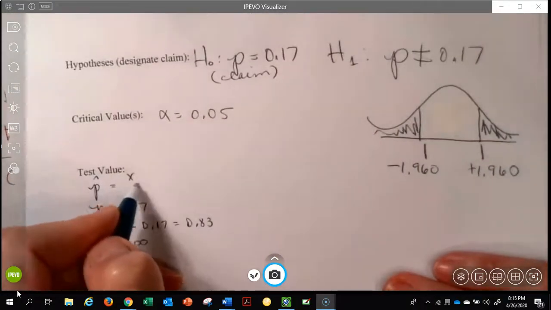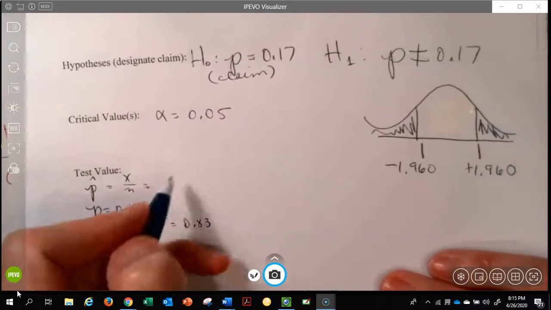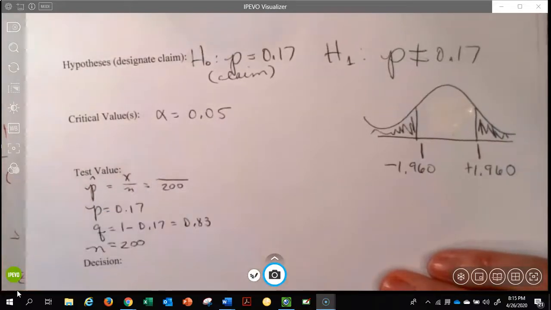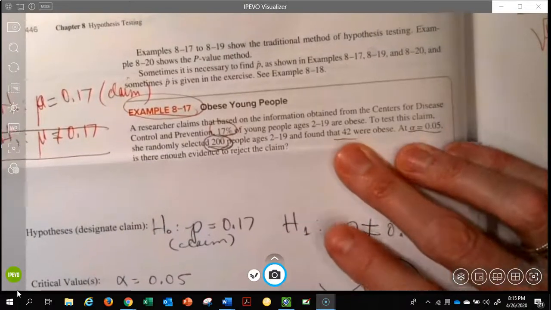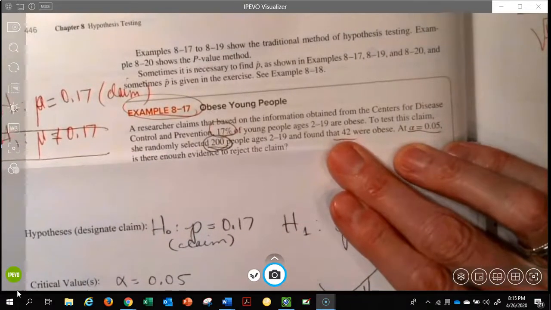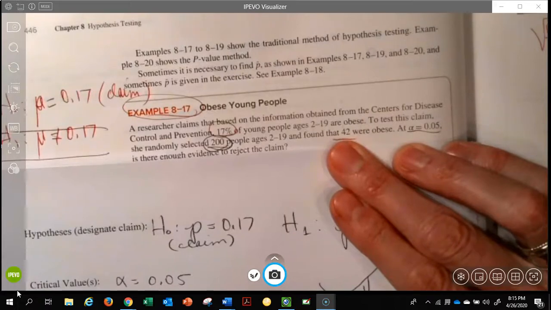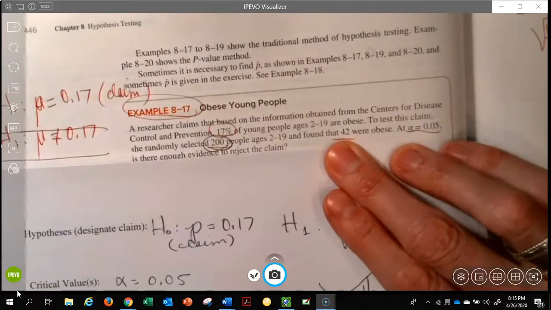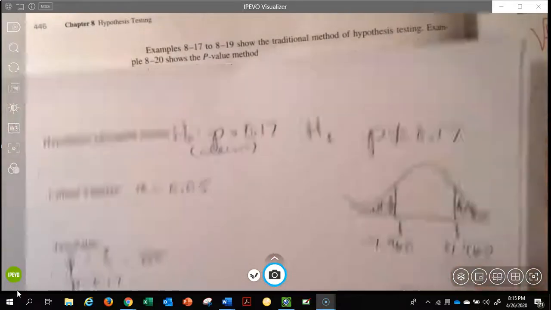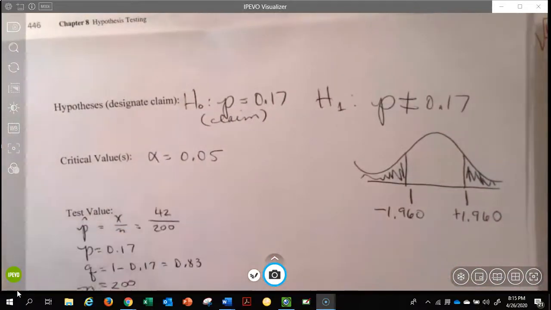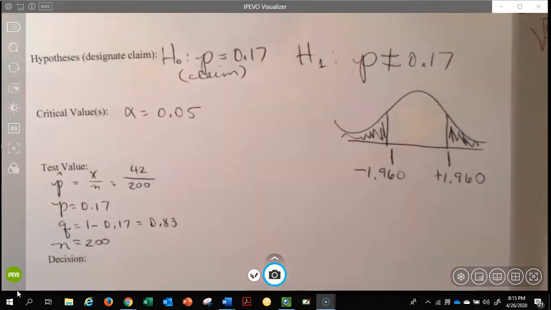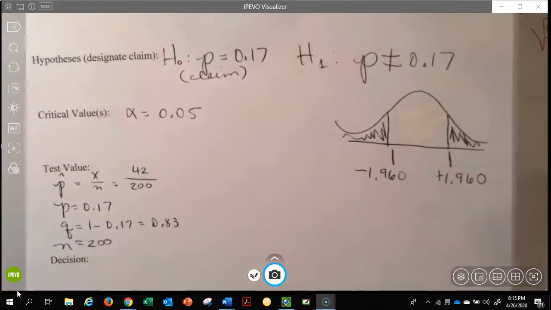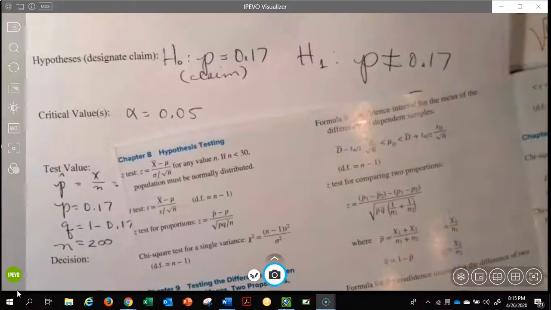P hat is our X over N. We already know N is 200. Up here, we need to find out how many were in her sample. How many were the X? 42 were found to be obese. 42 out of the sample size 200. From this, we can leave it as a fraction, or we can turn it to a decimal, but either way we go, we can get all of this information into our formula.